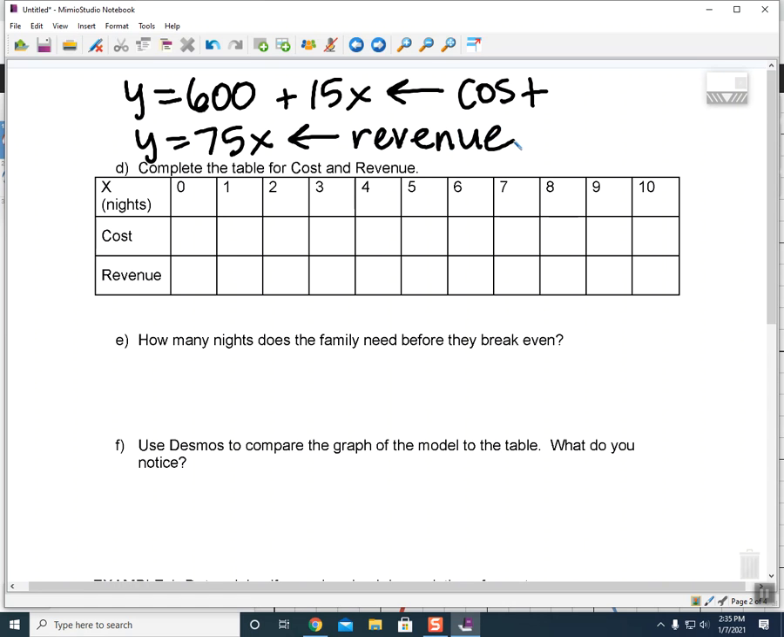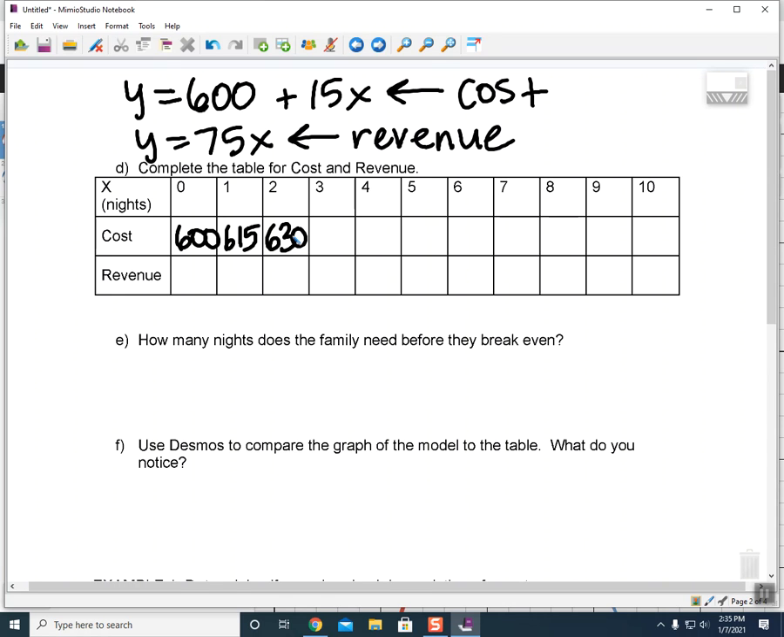I need to figure out what it is costing me in this table, and then also what my revenue is. So when it has been 0 nights, my cost, if I just plug that in, is going to be just the 600, right? 15 times 0 is just 0, plus 600. After 1 night, it's going to be 600 plus 15, 615. Next one is going to be 630. Right? It's just increasing by 15 every single time.